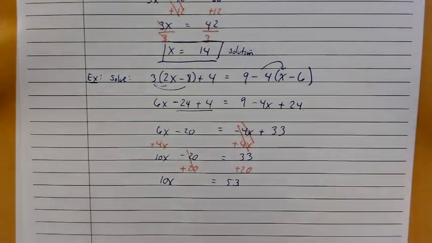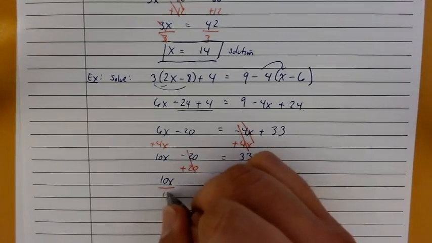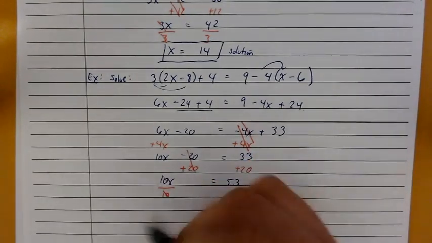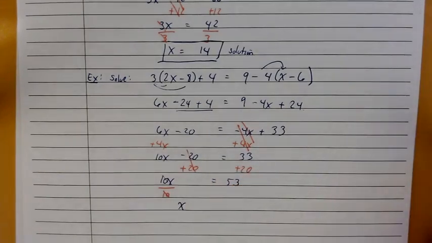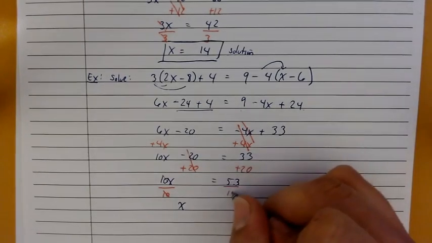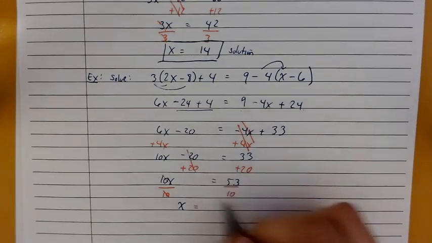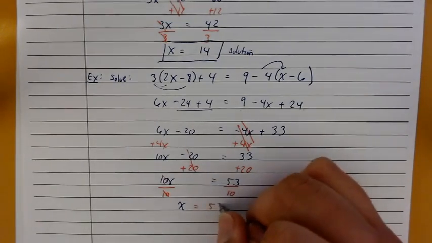And finally, we can go ahead and divide both sides by our 10. That way 10 divided by 10 is 1, which is what we want. We want 1x. And over here, dividing both sides by 10, you can write that as a decimal if you like, 5.3, or a fraction is perfectly fine here. This doesn't reduce, so you can just leave it as 53 over 10.